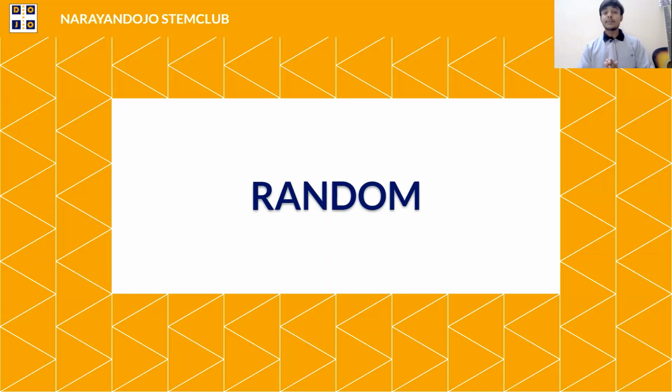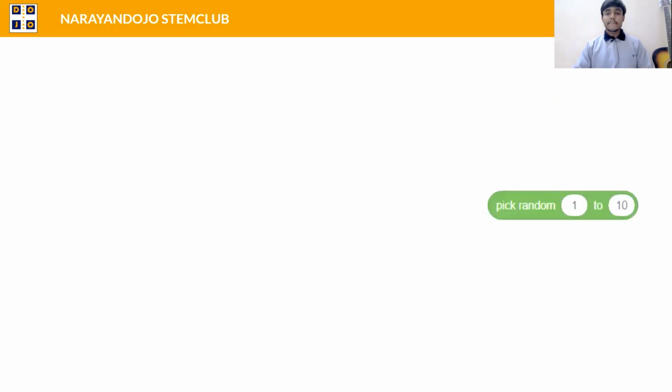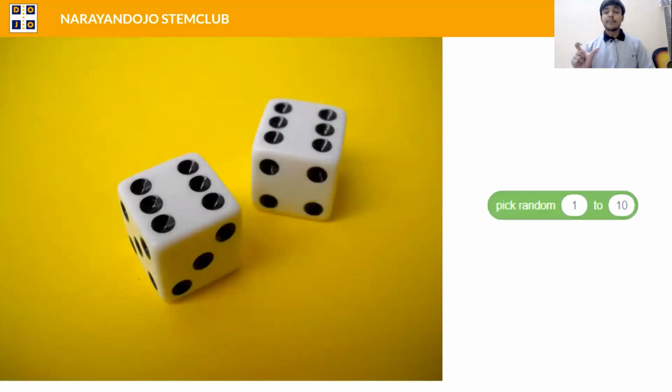But before coming to the project, let's learn about the blocks or functions which we are going to use in the Ghostbuster game. The first one is random. You can find this block under the operator section in the Scratch editor. And as its name describes, the random block is used to generate random numbers or to generate anything randomly.